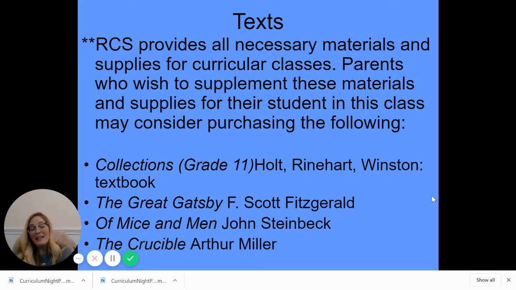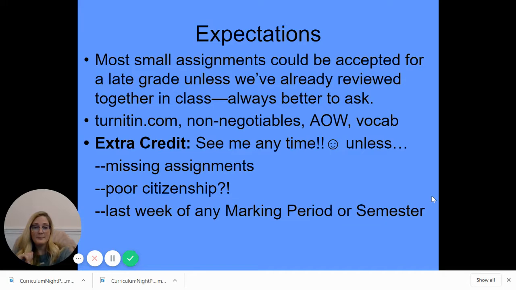For texts, they have their online textbook. When and if we are in person again, they have a class set of that textbook in class. The Crucible is, interestingly enough, in that textbook. So unless they want a separate one to write in, which actually I already did have a student ask about, it's in their textbook. And then second semester, they read The Great Gatsby and Of Mice and Men. So again, we provide them, but if anyone wants a copy to write in, that's okay as well.